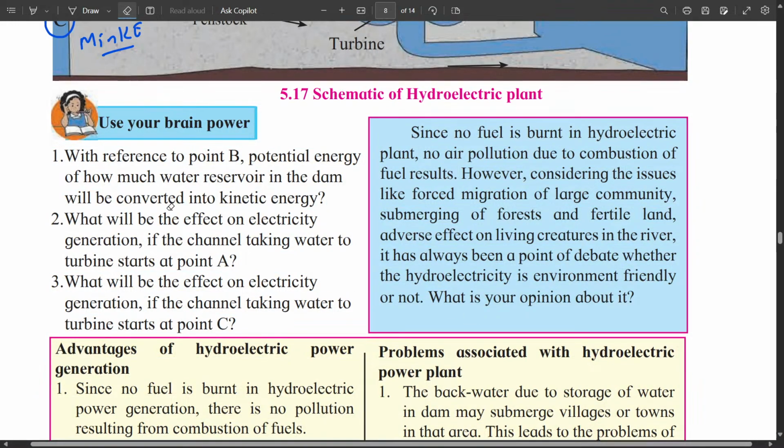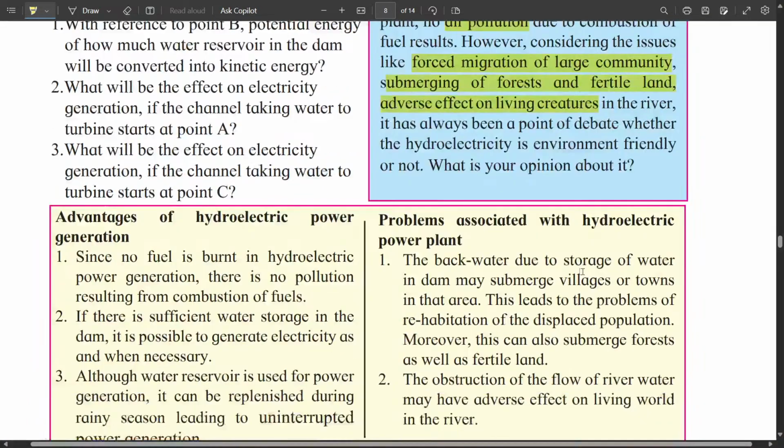Then, since no fuel is burnt in hydroelectric plant, no air pollution due to combustion of the fuel results. However, considering the issues like forced migration of large community, submerging of forest and fertile land, adverse effect on living creatures of the river, it has always been a point of debate whether the hydroelectricity is environment friendly or not.